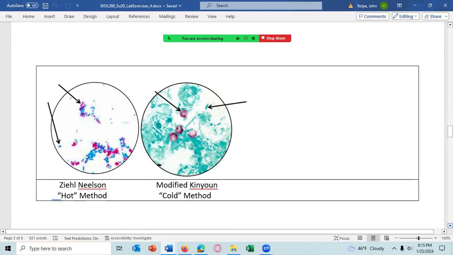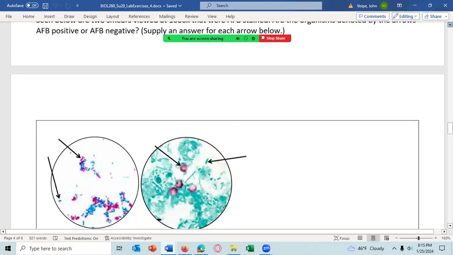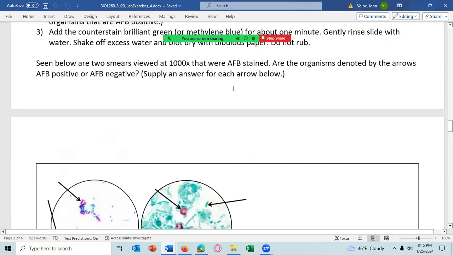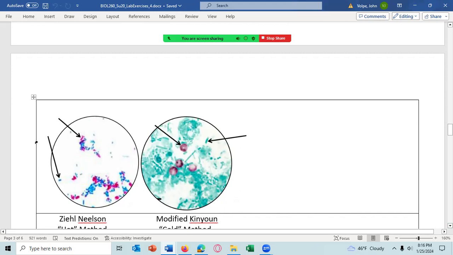All right, for this procedure, answer the question here, which is, I think, up one. Are the organisms denoted by the arrows acid-fast positive or acid-fast negative bacteria? You may, in your answer, write it above the arrow.